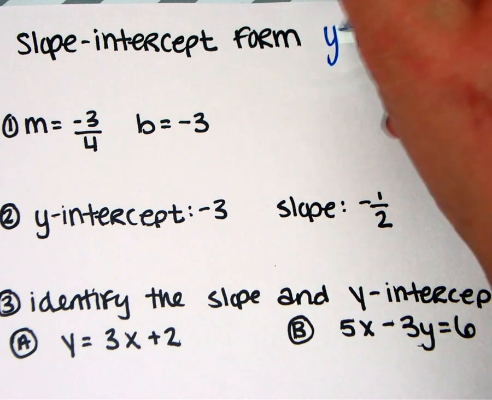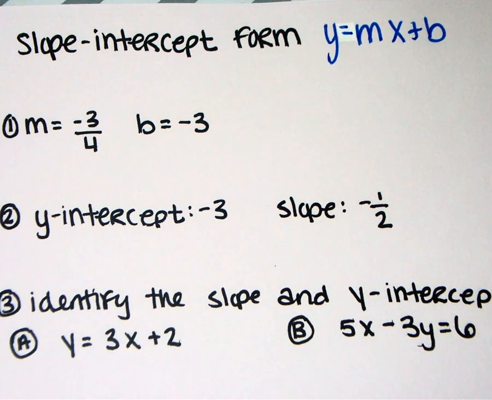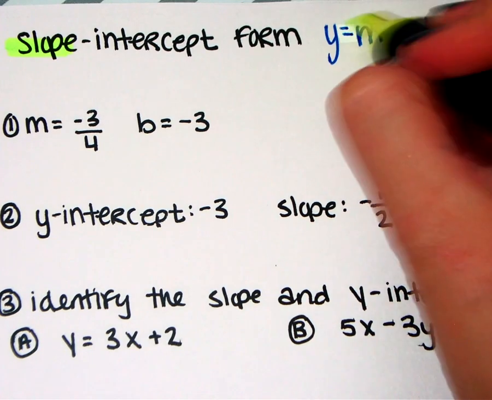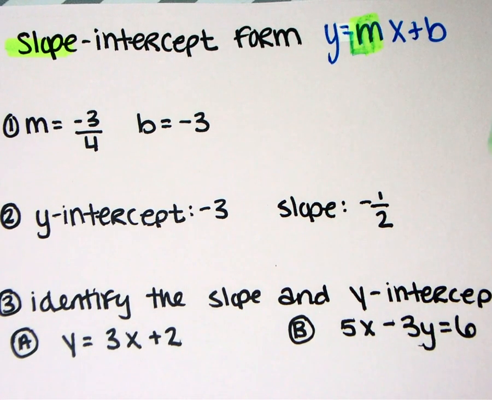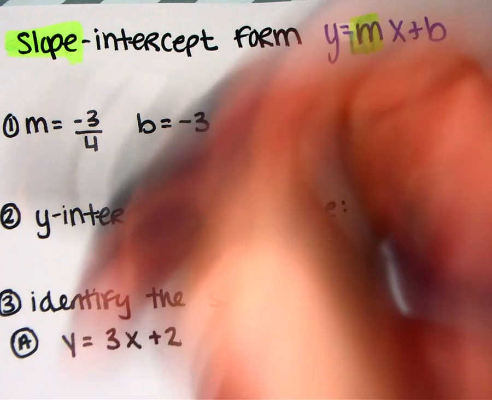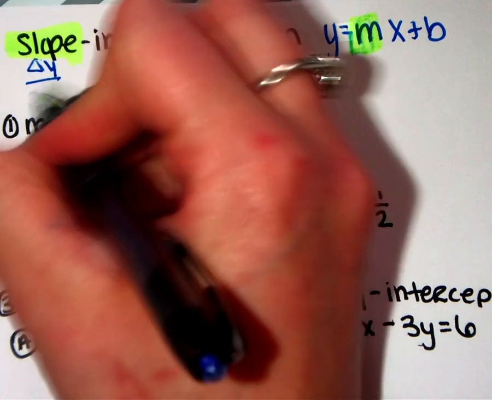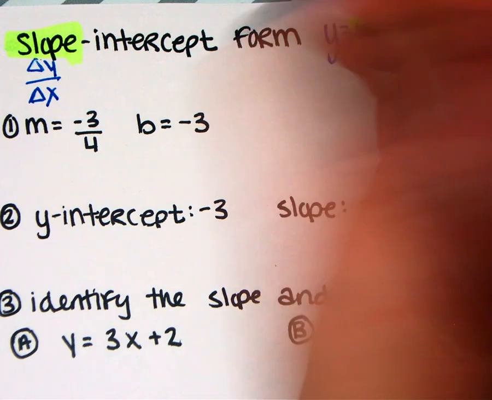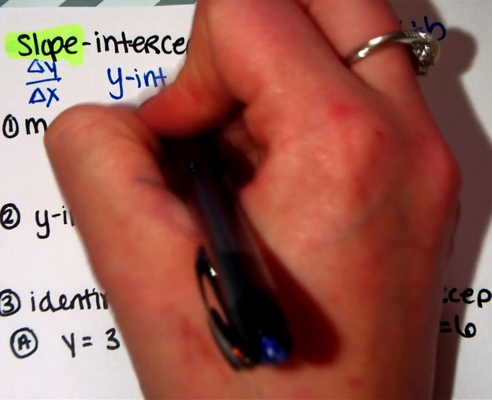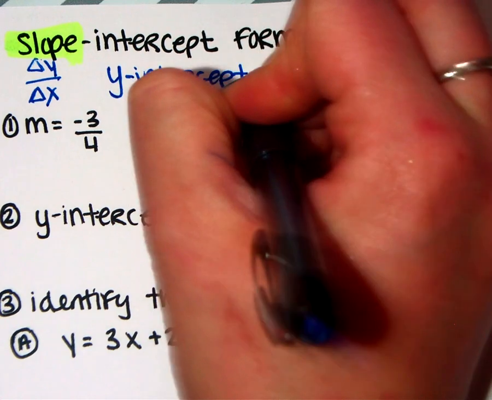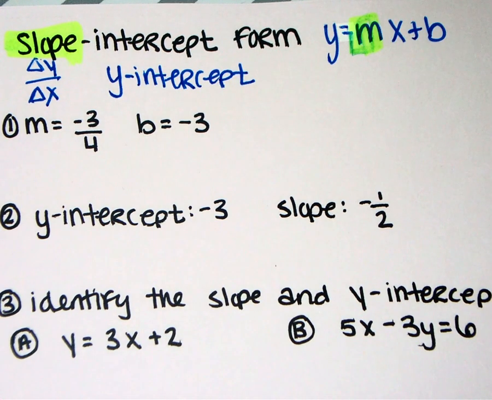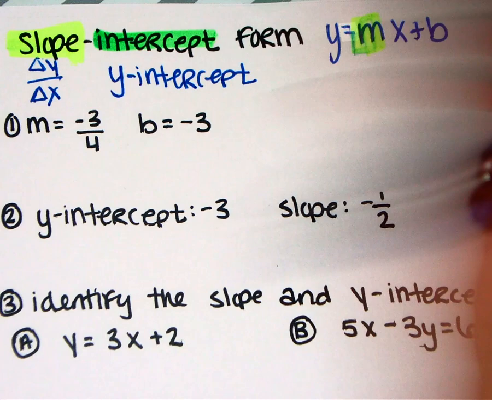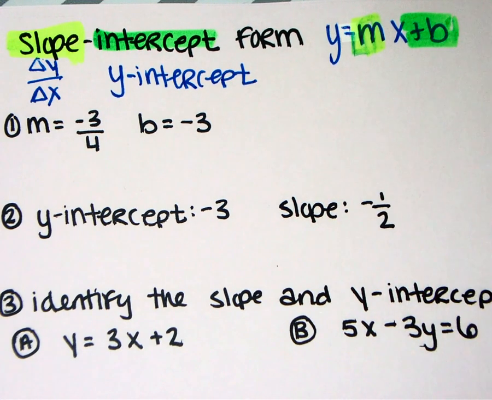So in this problem, the slope is used as m, not mx, just the letter m. Slope is a number. Slope is change in y over change in x. The intercept that we're going to be focusing on is a y-intercept. And a y-intercept is where the graph crosses the y-axis. So in this formula, the y-intercept is the b value.